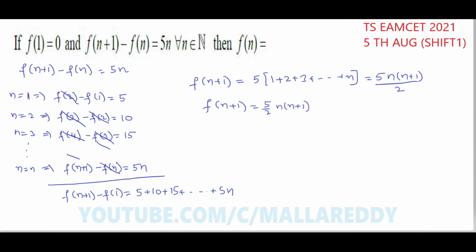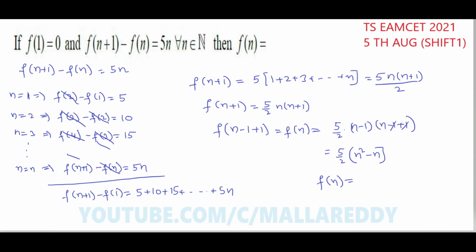Now substituting n − 1 in place of n, that is f(n−1+1) = f(n) = (5/2)(n−1)(n−1+1). Here the 1 cancels, that is (5/2)(n² − n). So this is the value of f(n). So f(n) = (5/2)(n² − n).